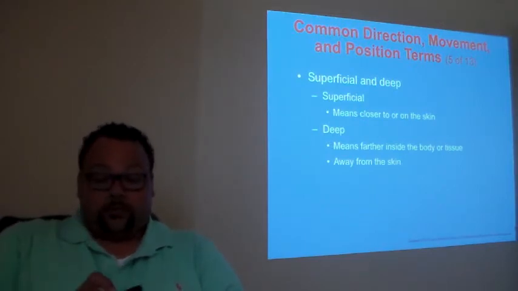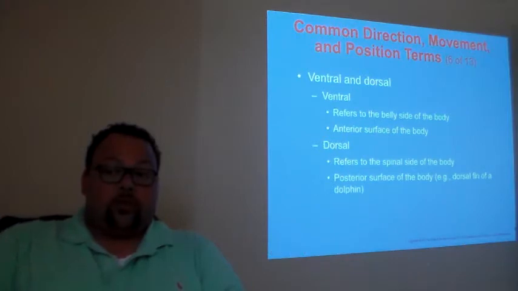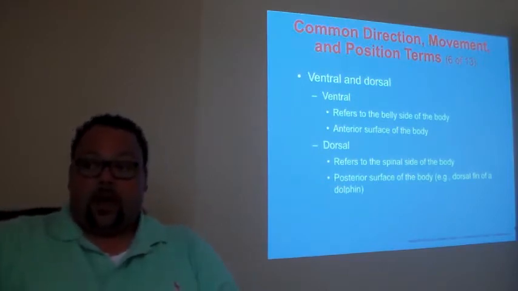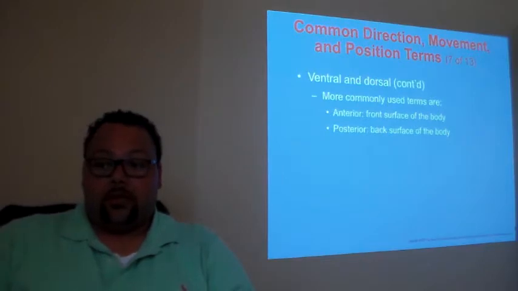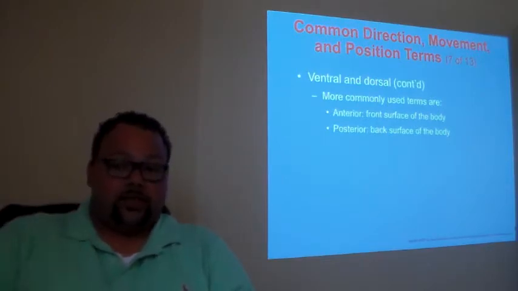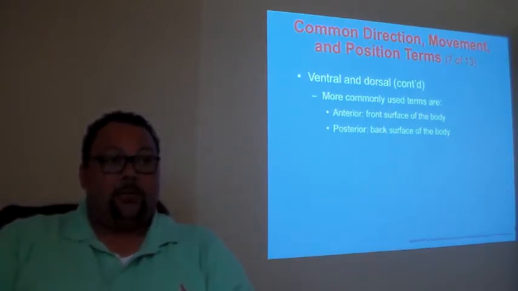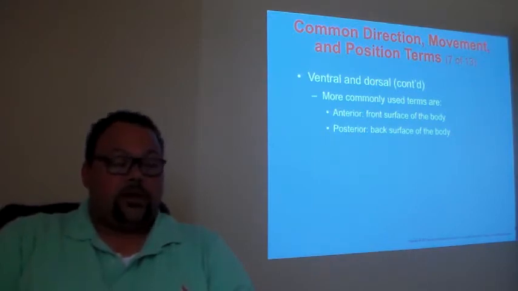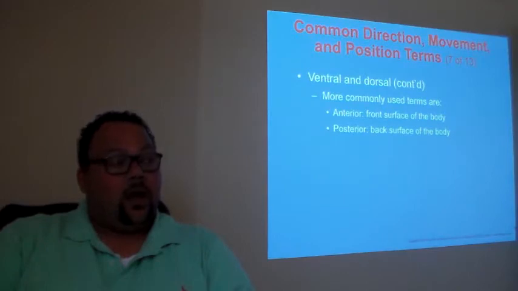Ventral and dorsal. Okay, ventral and dorsal refers to the belly side of the body versus the posterior aspect of the body. Okay. More commonly, you'll see terms like anterior and posterior. Okay, A and P. So if you hear a doctor say they need an A and P X-ray, that's anterior posterior.